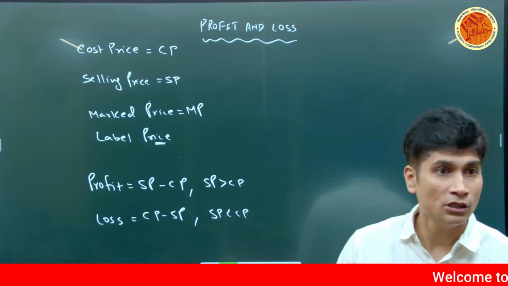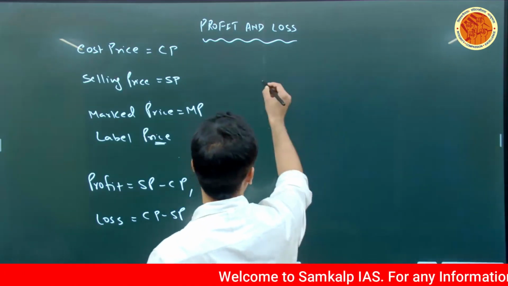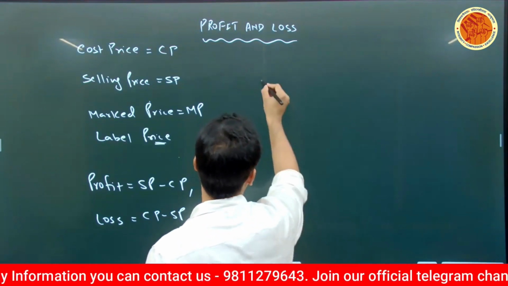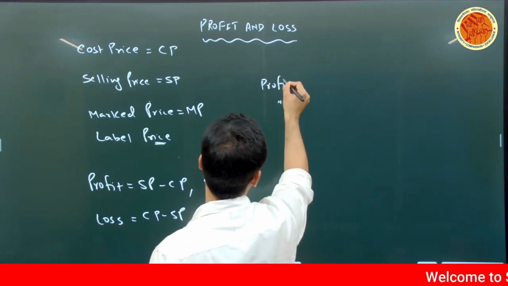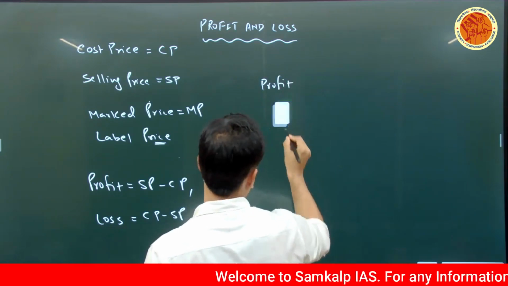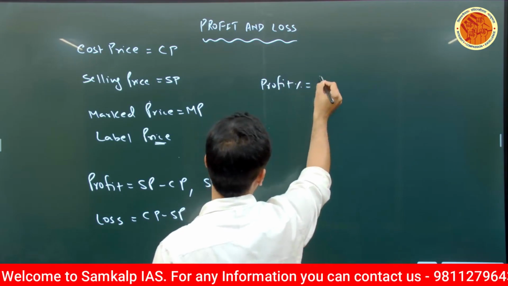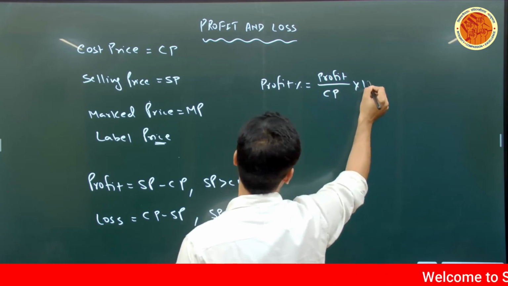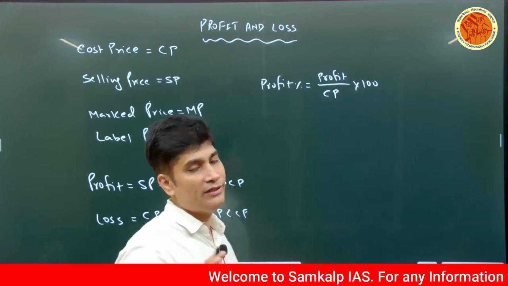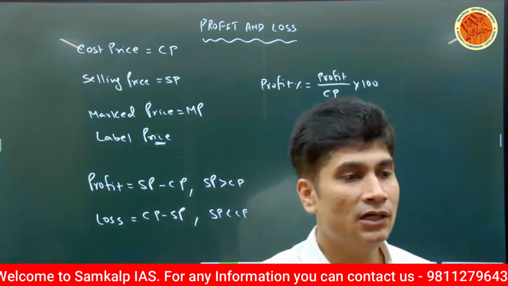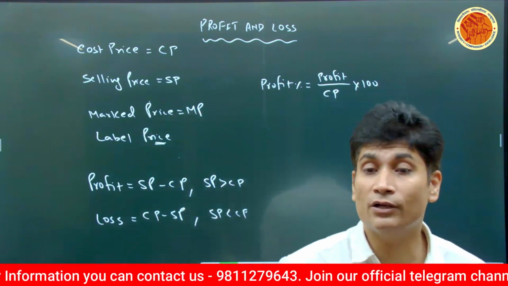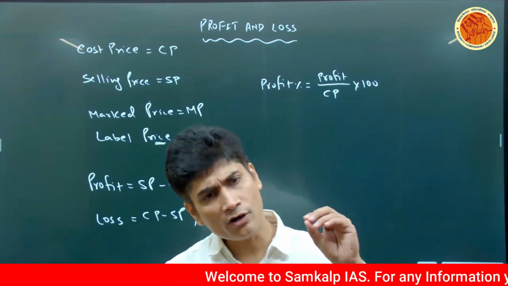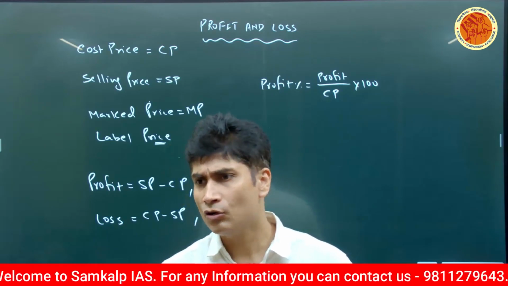Both will be calculated on cost price. So that means if you want to calculate profit percent, profit percent is equal to profit divided by CP multiplied by 100. Why? If they are not asking you anything, that means nothing has been asked about whether you need to calculate profit on cost price or selling price, then you must calculate it on cost price.